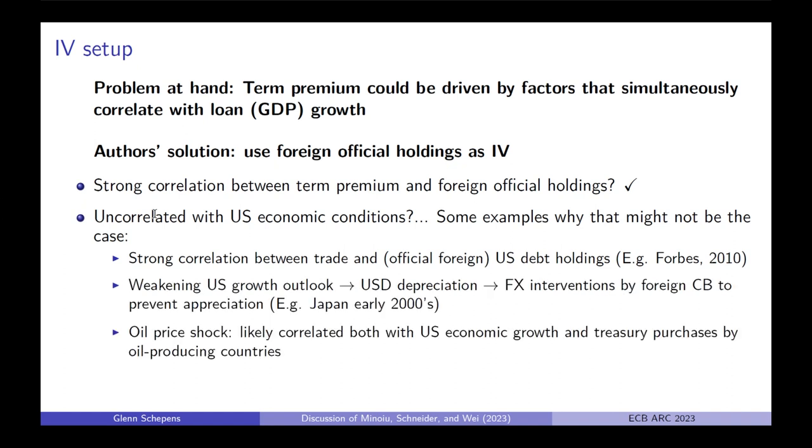And in a very similar way, you could come up with a number of additional examples. For example, a weakening U.S. growth outlook leading to a dollar depreciation, which then could lead to foreign exchange interventions by central banks of a third country to prevent their currency appreciating against the dollar. I think a well-known example is Japan in the early 2000s. And this again would automatically lead to a link between economic conditions in the US and this instrument. So, long story short, I very much prefer the term premium shock approach that you use in the other part of the paper compared to this IV setup. I think that's a lot more convincing in bringing the message that you want to bring.